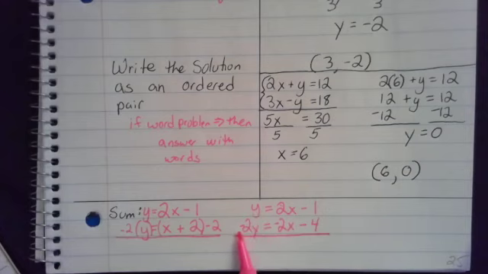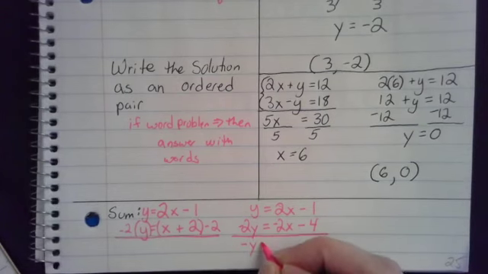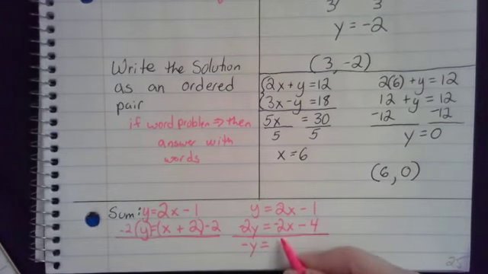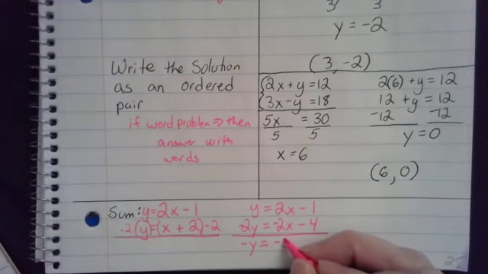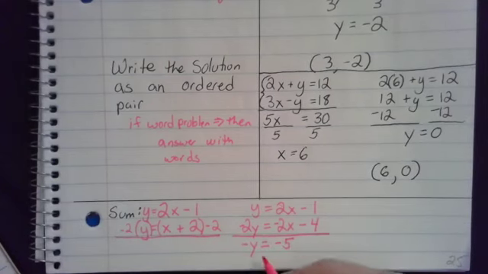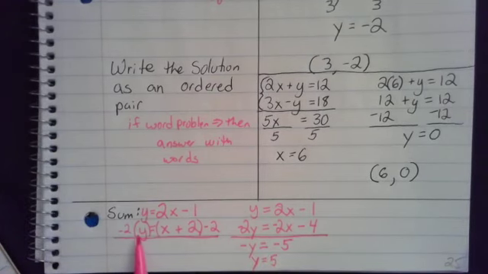So y plus negative 2y, so negative y equals 0x, and negative 1 minus 4, negative 5. So divide both by negative 1, y equals 5. So I'm going to plug this y back up into my first equation. 5 equals x plus 2. Subtract 2 from both sides. And I'll get that x equals 3.